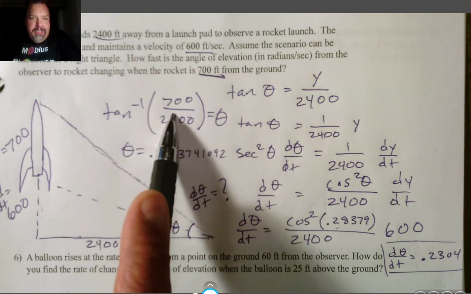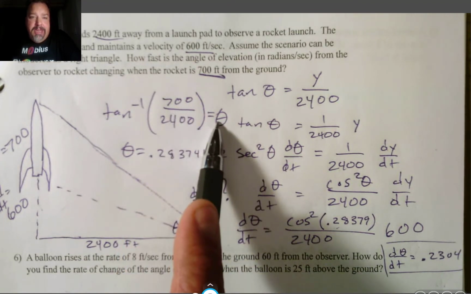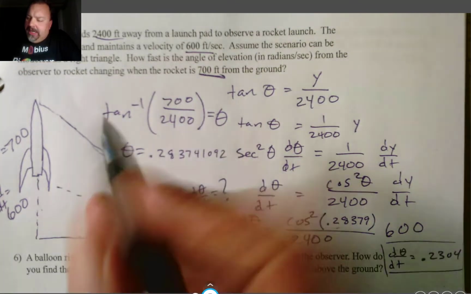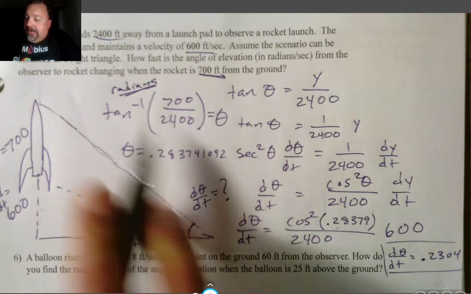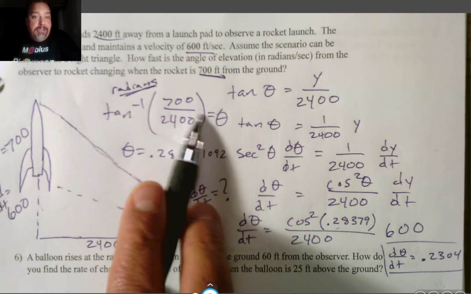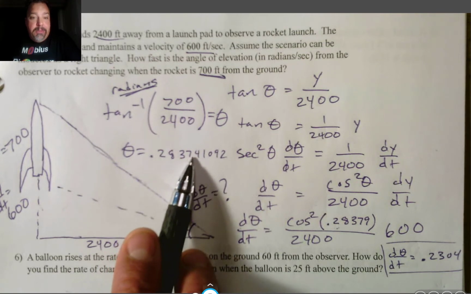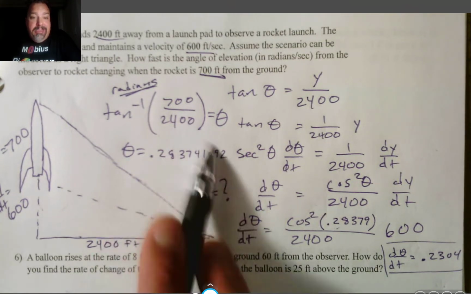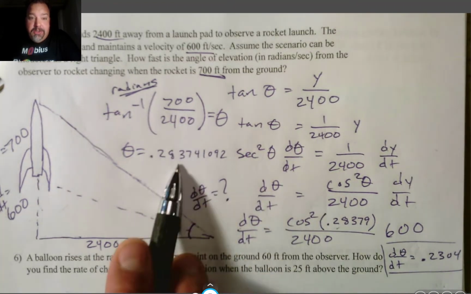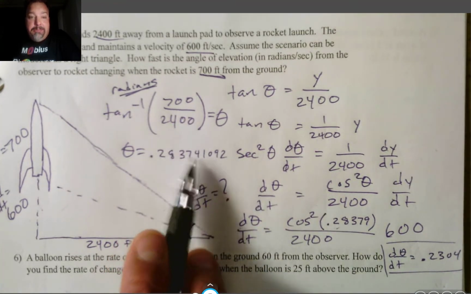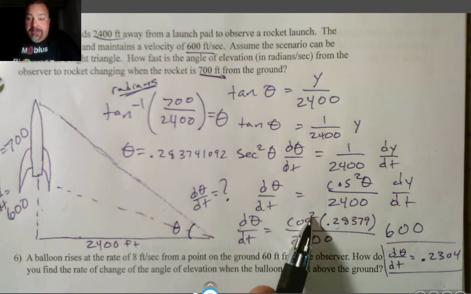If you put this in your calculator, you take arctangent of 700 over 2400, that's going to give you theta. Make sure that your calculator is in radians as well, so that's important. And if your calculator is in radians and you type this in, then it should come out to 0.28374 and so on. I would leave that in there and then just take cosine of that. So do cosine and then the previous answer. And then you want to also square that.